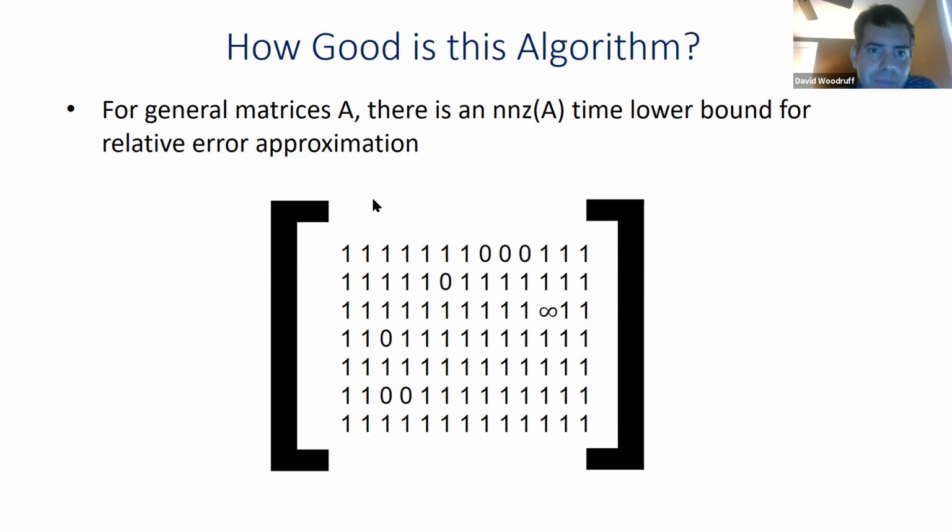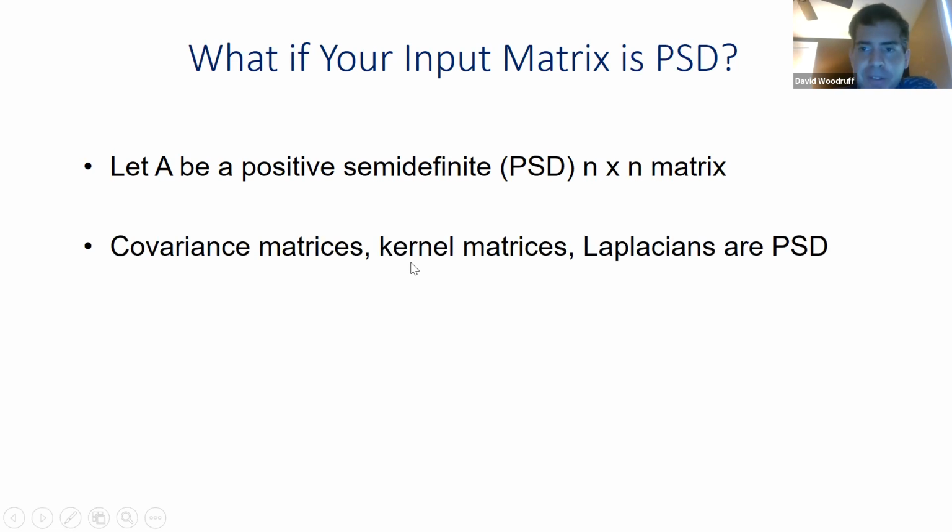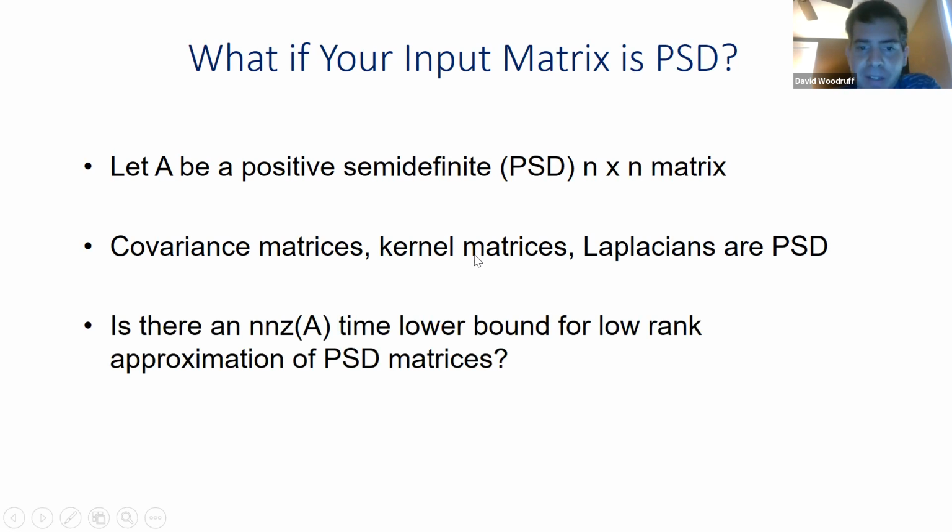But what about structured matrices? In particular, what if your input matrix is PSD? So let A be a positive semidefinite n by n matrix, so symmetric, and all the eigenvalues are non-negative. These come up in a variety of applications, right? If you want to approximate a covariance matrix, or as I mentioned, a kernel matrix, Laplacians are also PSD. Is there an nnz of A time lower bound for low-rank approximation of PSD matrices?